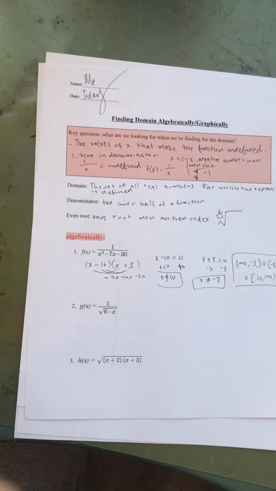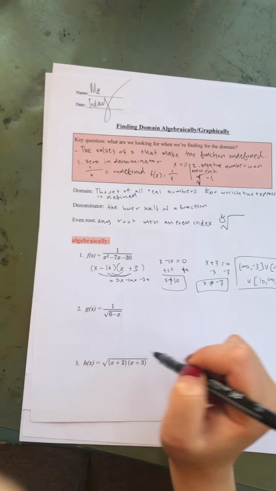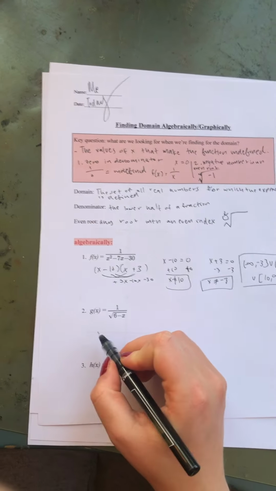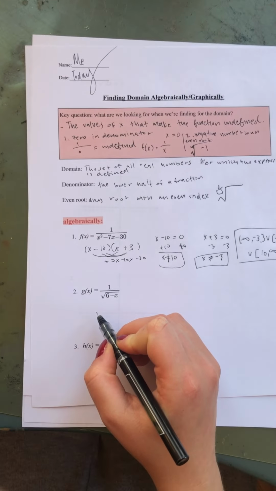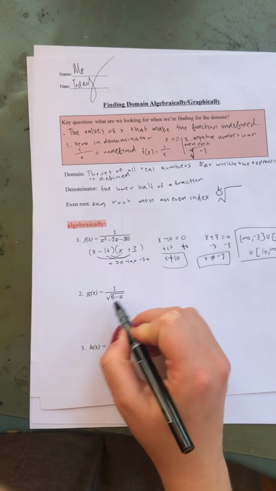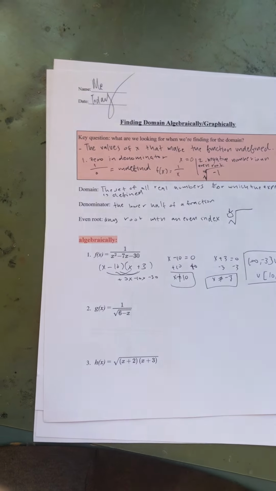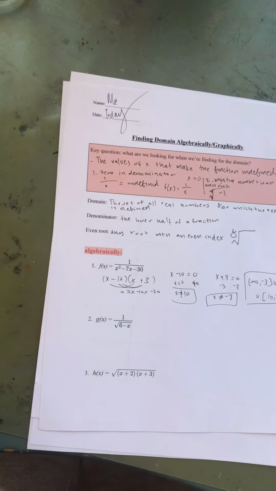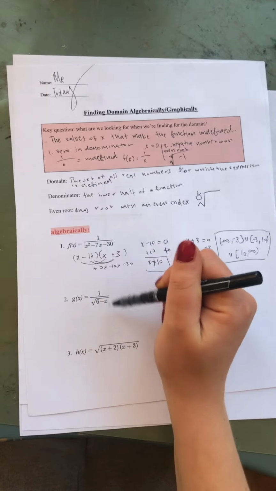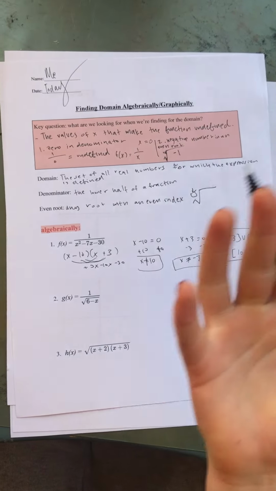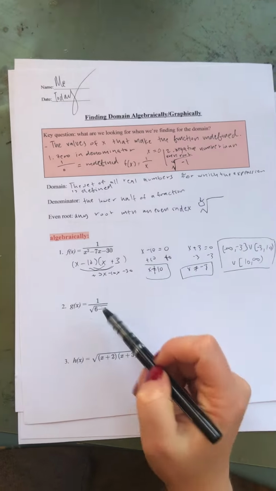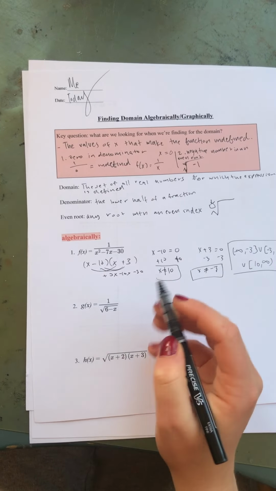The second one, we have an even root problem and a denominator problem. So we have to set it greater than 0, not greater than or equal to, because it can't be 0 and it also can't be a negative number. Usually this would include 0, it could be greater than or equal to 0, but it can't because there's also a denominator issue, and this is in the denominator.